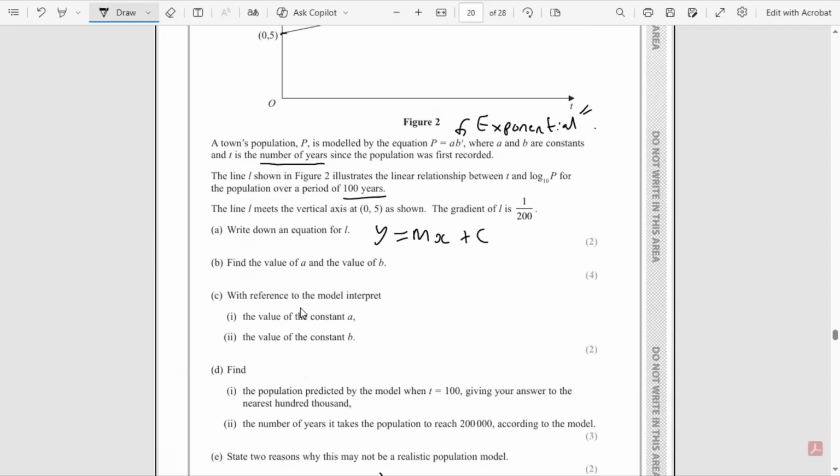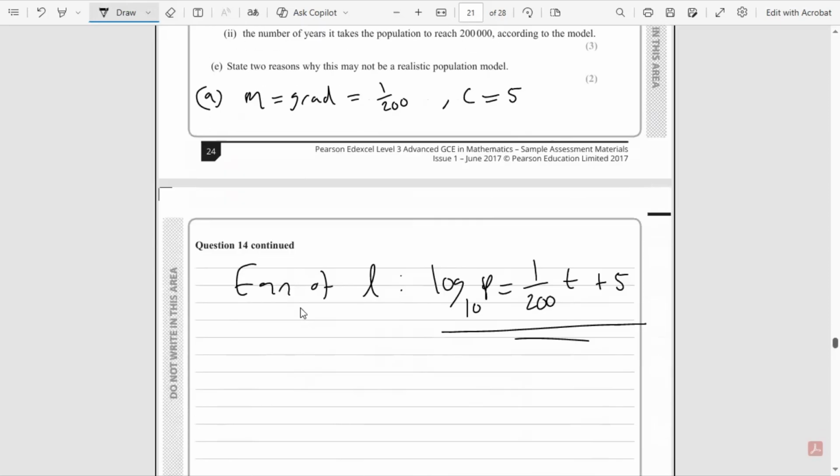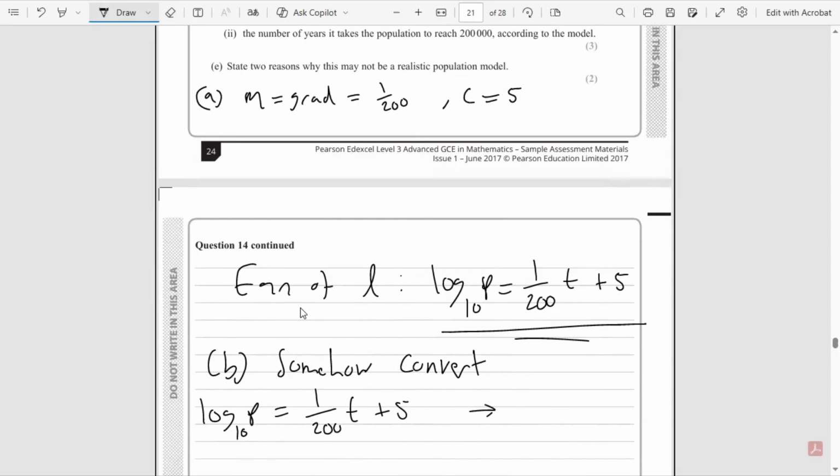Now for part B, find the value of A and the value of B. Okay, so with this question, we know that we've got an exponential model, P equals AB to the power of t. So really what we want to do with this is somehow convert this equation, log base 10 p equal to 1 over 200 t plus 5, into the form population equals AB to the power of t, or the other way around. We could do it the other way around. And in fact, actually, that's what I'm going to do with this question.